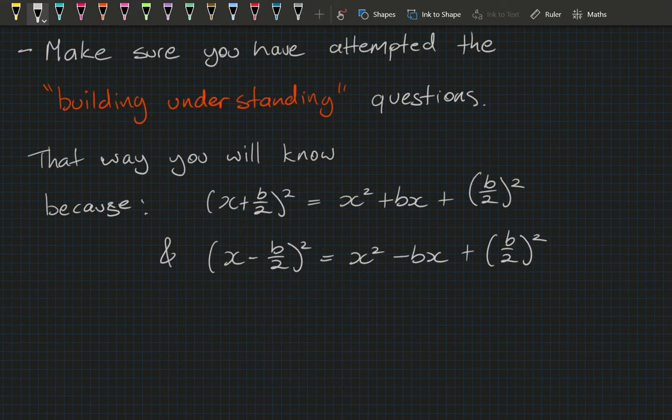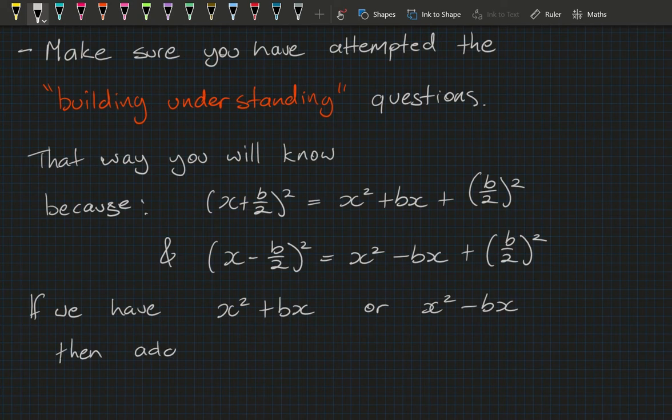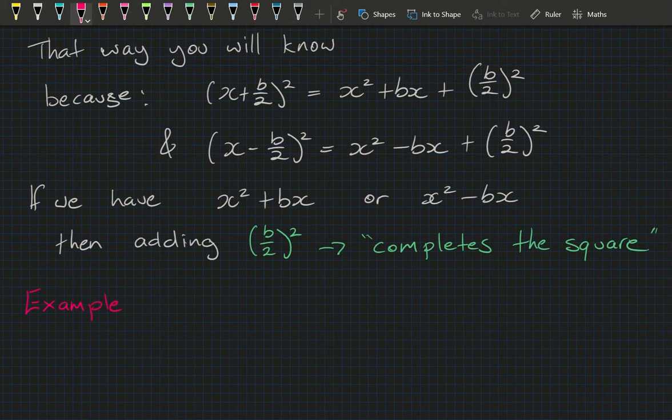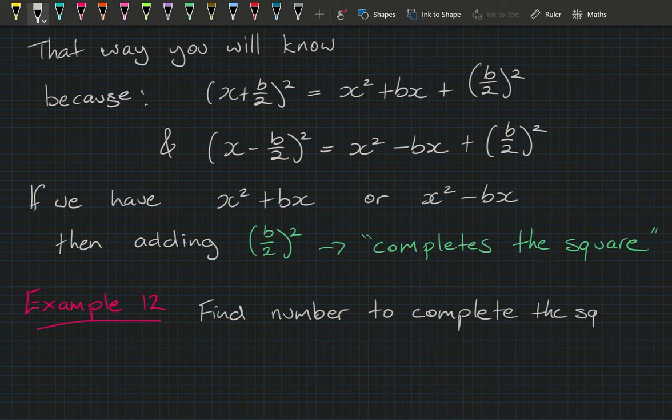If we have x squared plus bx or x squared minus bx, then adding (b on 2) all squared will complete the square. Alright, let's just get straight on to example 12, where we're going to find the number to add that will complete the square, and then we'll factor the perfect square.